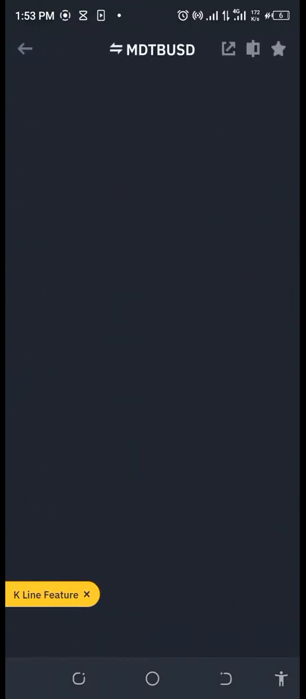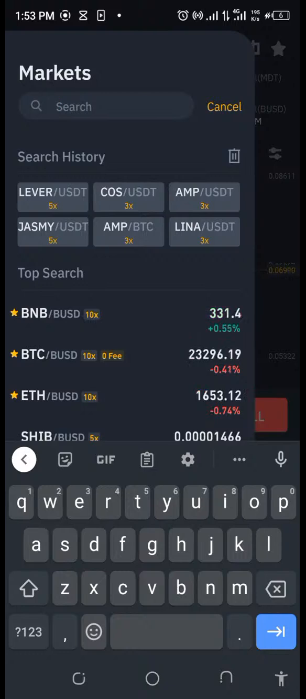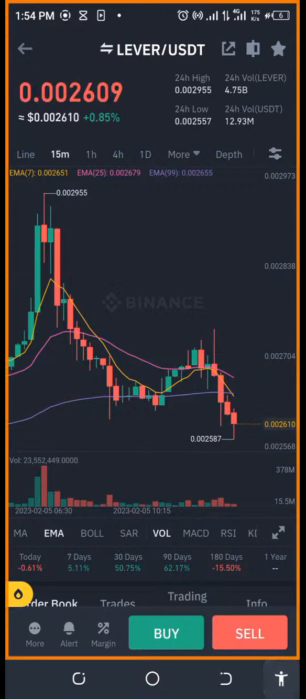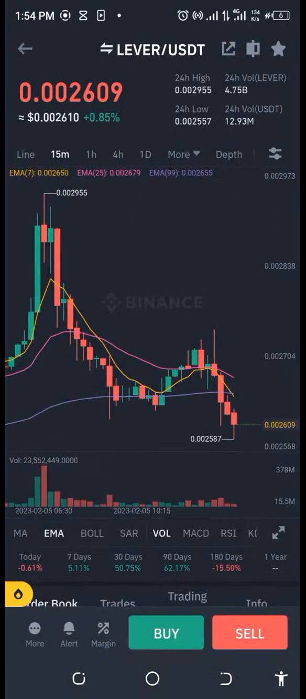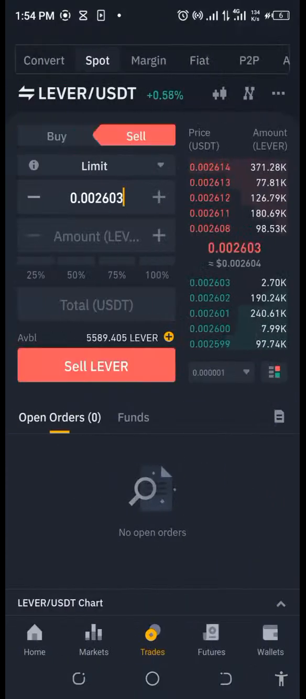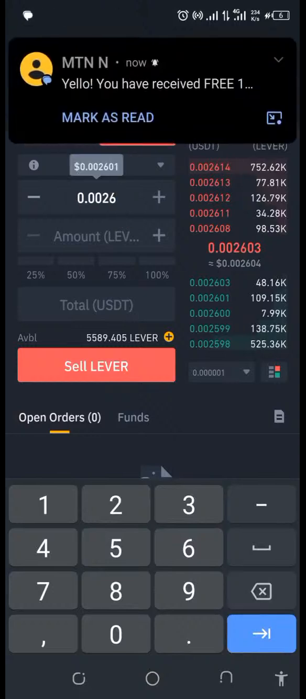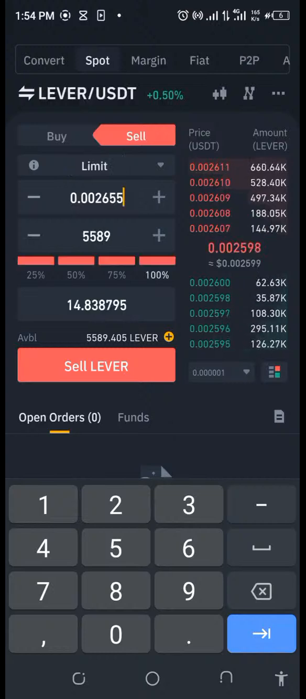So let's just click on this and go back to the all-time high. Okay, the all-time high of lever USDT. So I'm just going to click on that. We have 2955. So I'm going to go and do 2655. All right, let's do 2655. Okay, so I'm going to take that to 2655. So if I do all of this, I'm going to actually make this amount of profit.